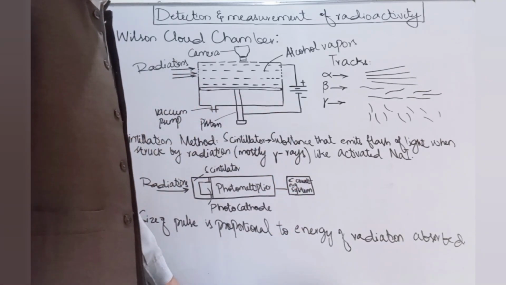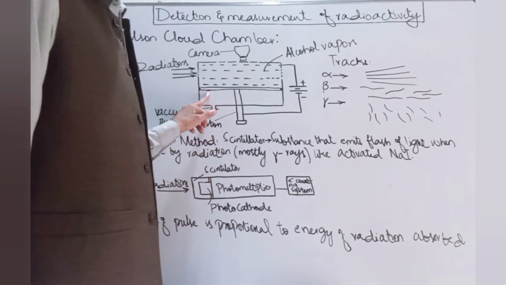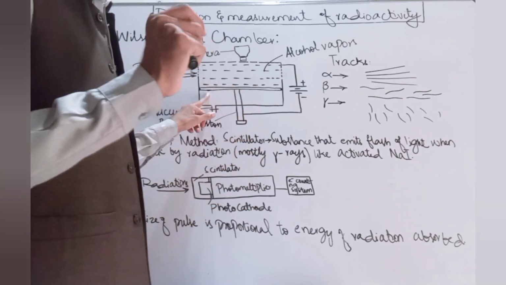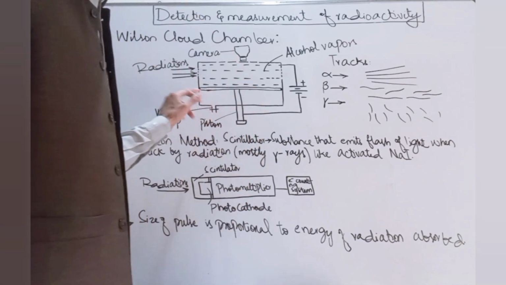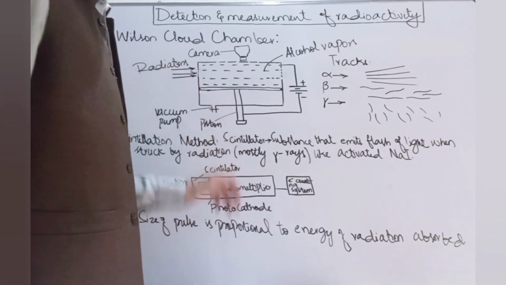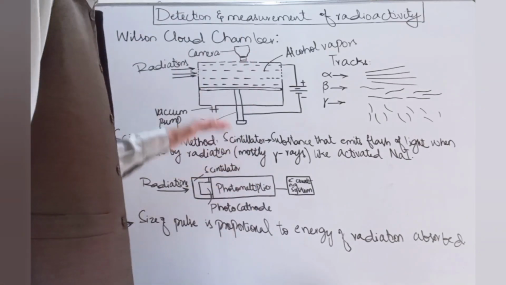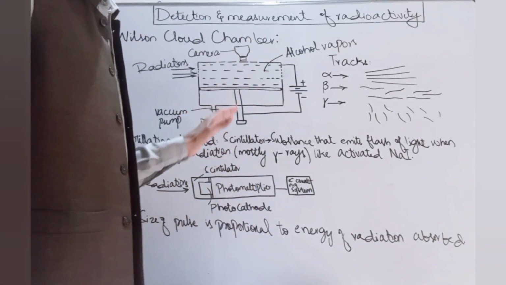The second disadvantage of the Wilson cloud chamber is that the supersaturation is only for a short period of time. So if the radiations are made to enter the Wilson cloud chamber a bit late as compared to the supersaturation, no tracks would be produced.